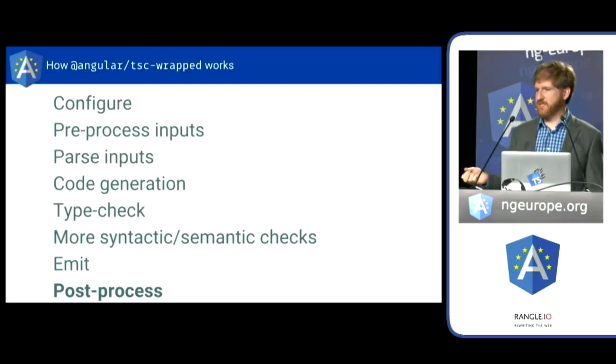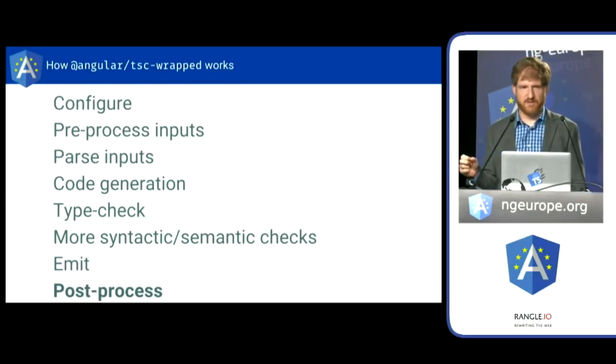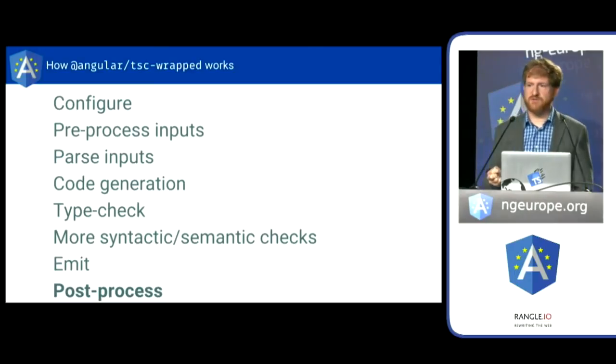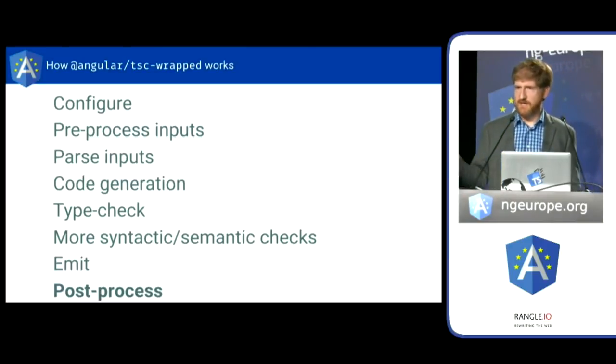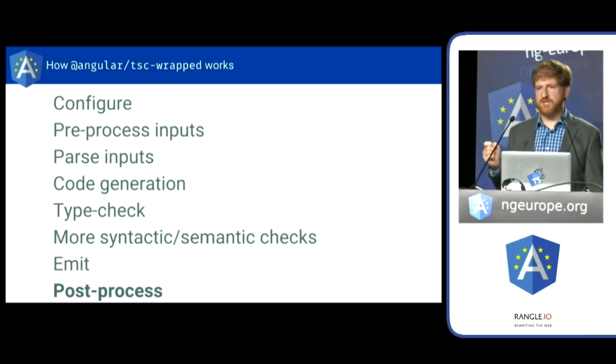Finally, we have a post-process step. So as the emit is occurring, we can either monkey with those JS files as they go to disk, or we can emit more files. One example of an extra file that we produce here is the .metadata.json file that you may have seen if you've run the Angular ahead of time compiler. You may also have seen it if you've downloaded a third-party component that is AOT compatible. So this is simple to explain. The metadata.json file is just like the .d.ts file.